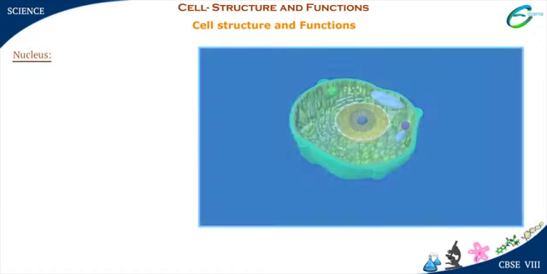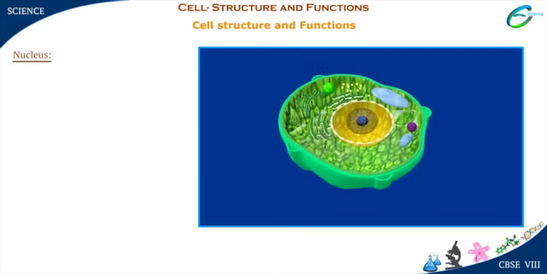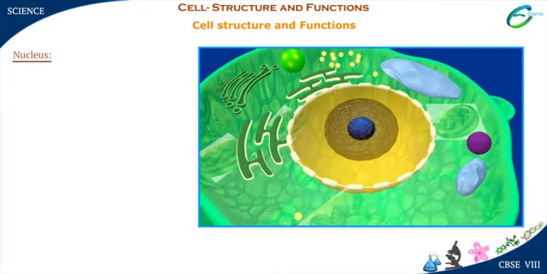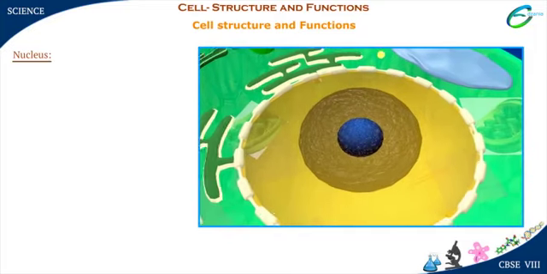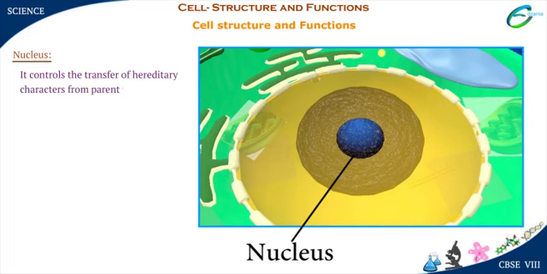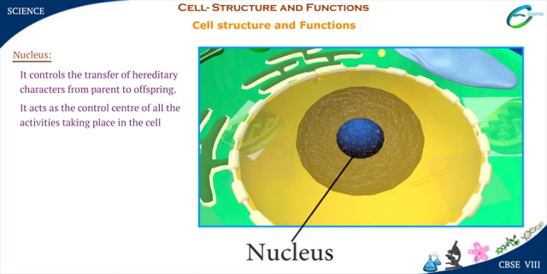Nucleus. The nucleus is an important component of the living cell. The nucleus can be stained and observed under the microscope. It is mostly spherical in shape and situated in the center of the cell. It controls the transfer of hereditary characters from parent to offspring. Apart from that, the nucleus acts as the control center of all the activities taking place in the cell.